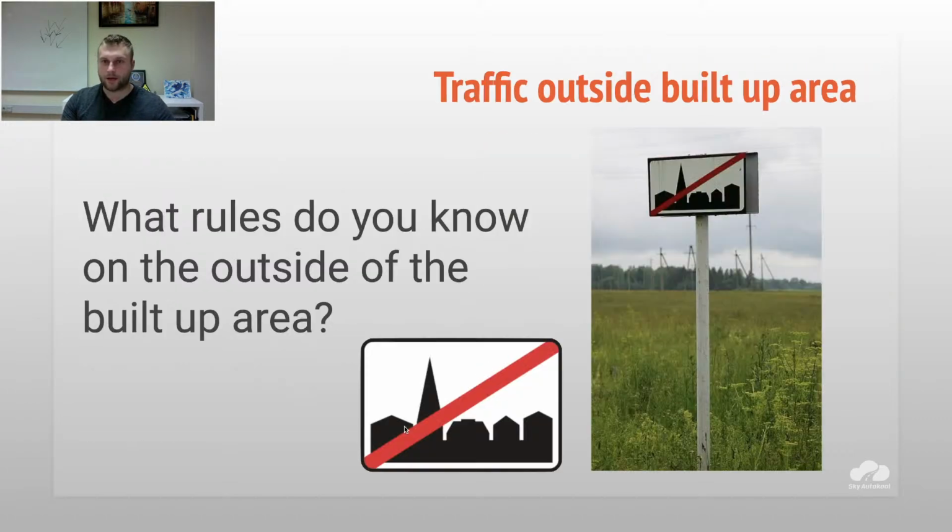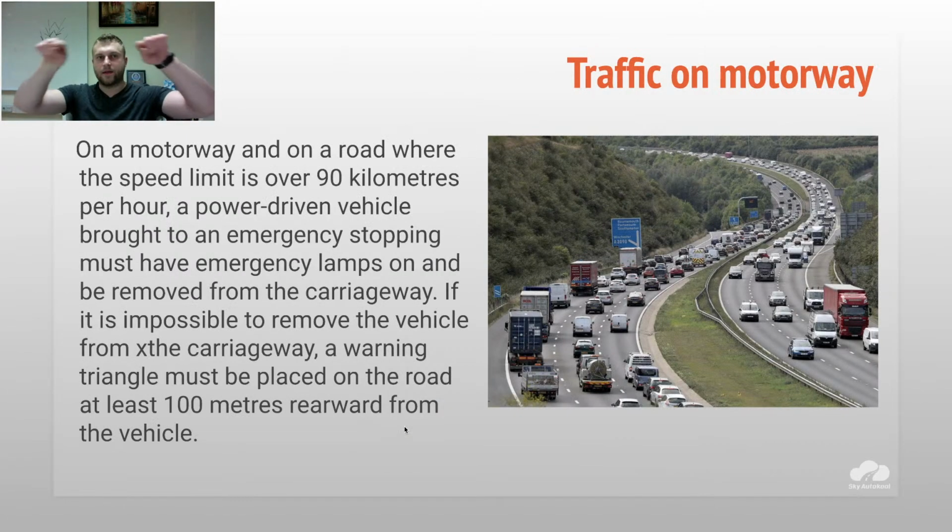A warning triangle, maybe you have seen these reflecting triangles. Every car has one. So if it's not possible to remove your car from the motorway, put this triangle, and you have to count at least 100 meters from your car, and then you can put it. In the city, by the way, if you have this kind of situation, it has to be 50 meters. You have to wear reflective vests too. You can get a 500 euro fine if you don't wear that too. Yes, that's correct.